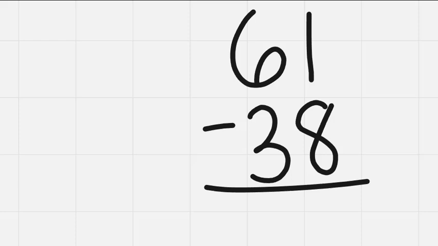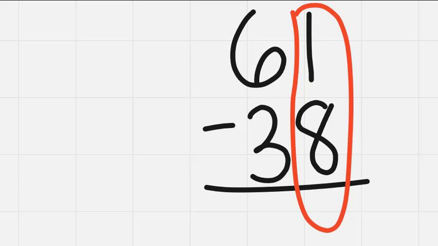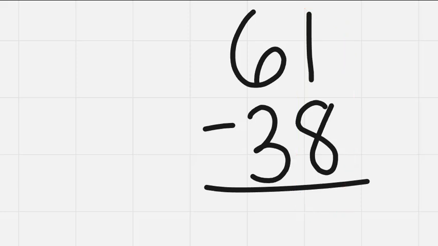When we subtract, we will always start in the ones column. That will not change. Let's see. We have a 1 and an 8. We need to circle the big number. Between 1 and 8, 8 is the bigger number. So we're going to circle the 8. But this is where the problem begins. I only have 1. And I need to take 8 from 1. I can't do that. I need to regroup.